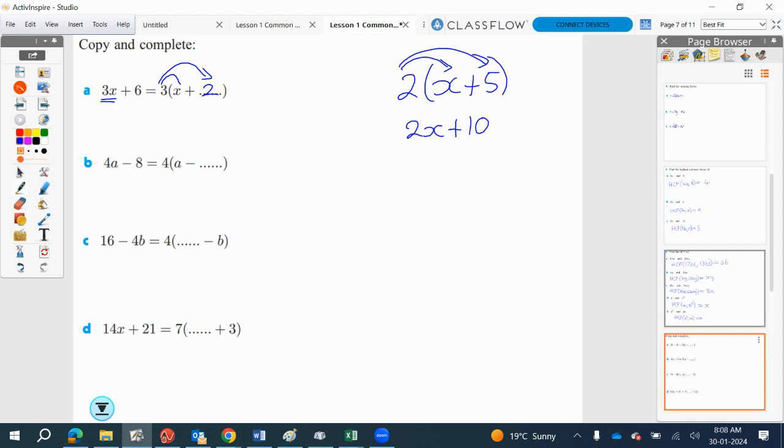Make sure you copy the whole equations down.